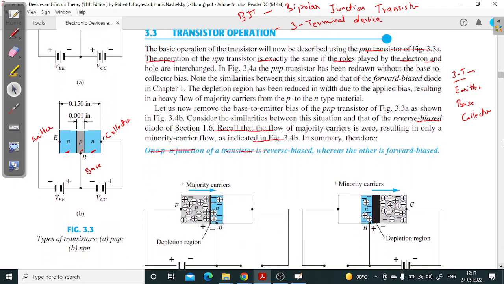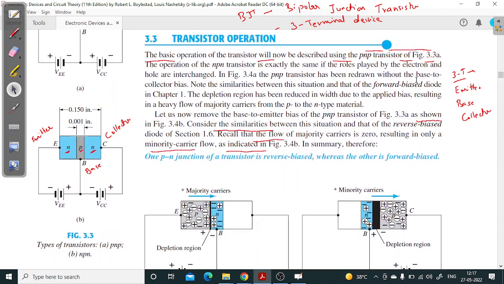So similarly, instead of PNP we can have an NPN transistor. Okay. So the outer two layers are N and the middle layer is P, so it becomes an NPN transistor. And the other things are similar, that is, the middle layer or the sandwich layer is very thin as compared to the outer layers, and is also very lightly doped as compared to the doping of the outer layers.